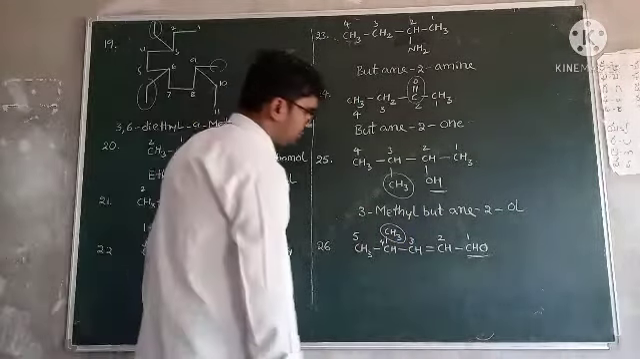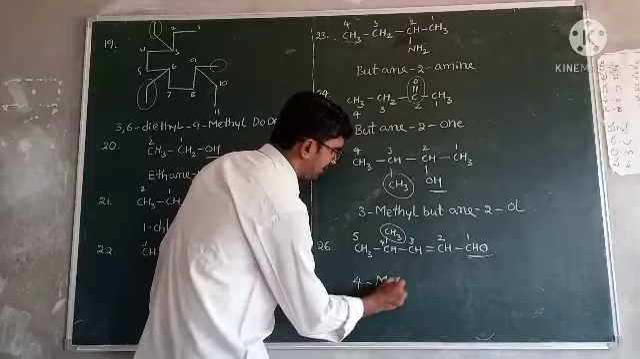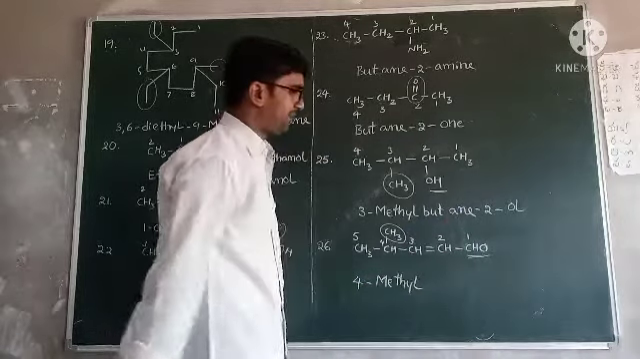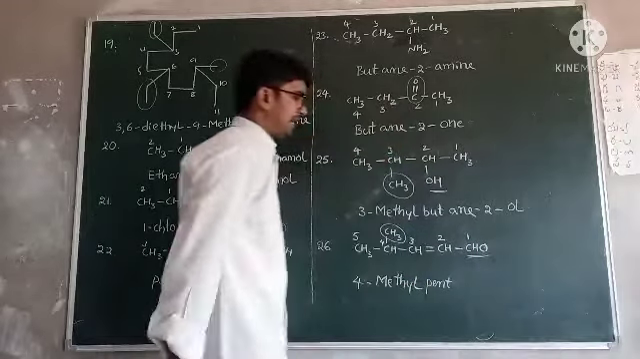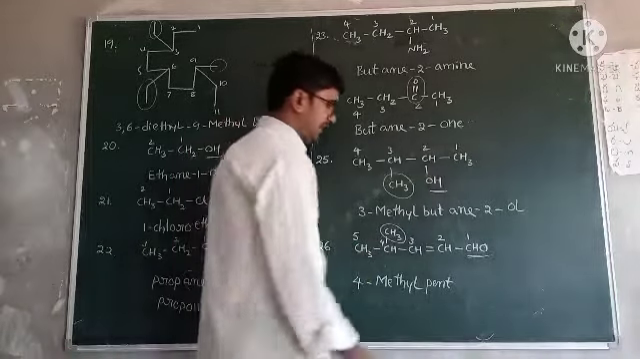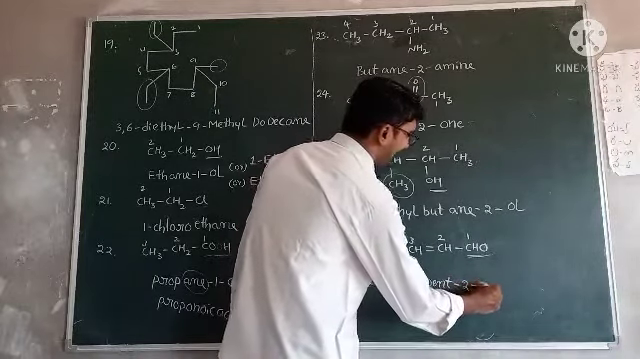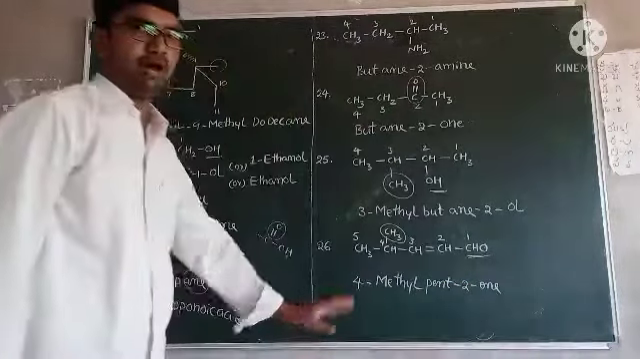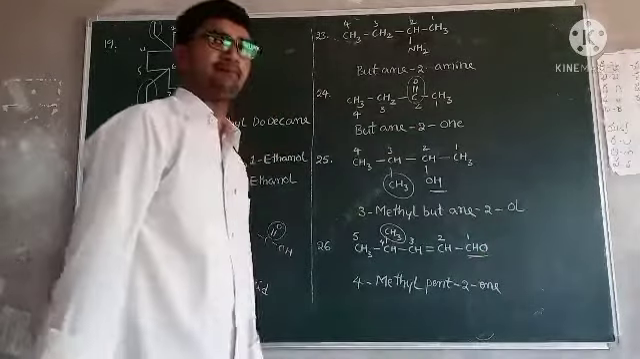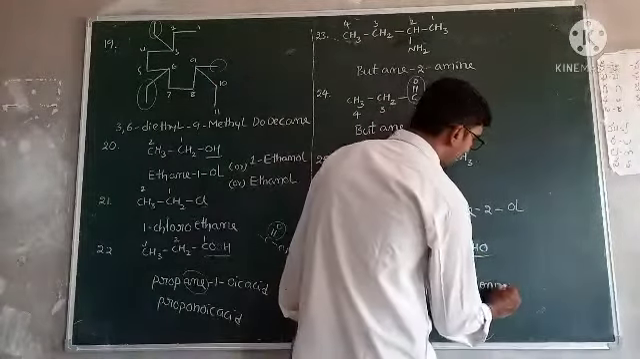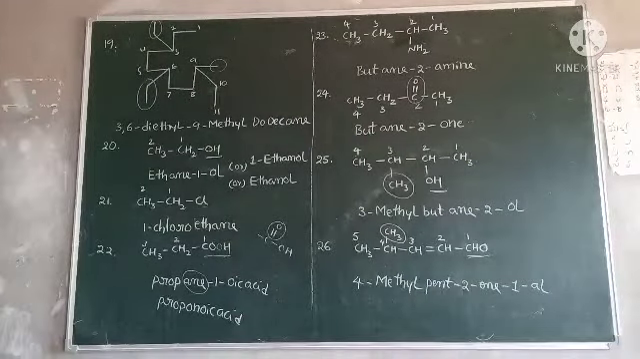Now write the name. First the substitution: yes, the substitution occurs at the fourth carbon, so 4. The substitution name is methyl. Next, number of carbons in the long chain: 5 carbons are there, so pent. And bond type: a multiple bond is present at 2 and 3, so take the lowest number, 2-en. Multiple bond type also completed. Last, the functional group: yes, one functional group is present. The CHO main name is al, that is 1-al. Okay, 26 also completed.